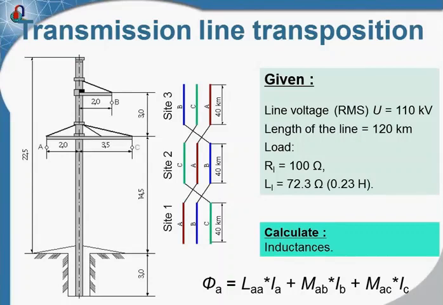Of course, there are several inductances here. The magnetic flux linked with the phase A depends on the current in the phase A and the current in the phase B and in the phase C. So there are self-inductance and mutual inductance between conductors.